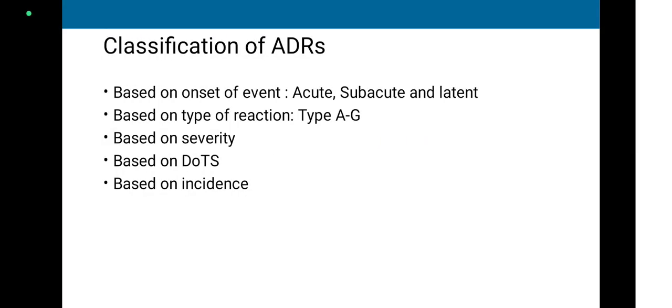Now we go to the classification of an ADR. There are different types of classification, and there are different bases by which the ADR is classified. First one, based on the onset of event, the ADR is classified into acute, subacute, and latent. What is the difference? If the reaction occurs in less than 1 hour, it is called an acute ADR. If the event occurs within 1 to 24 hours, it is called a subacute ADR. And if the reaction takes more than 2 days to manifest, it is called a latent ADR.